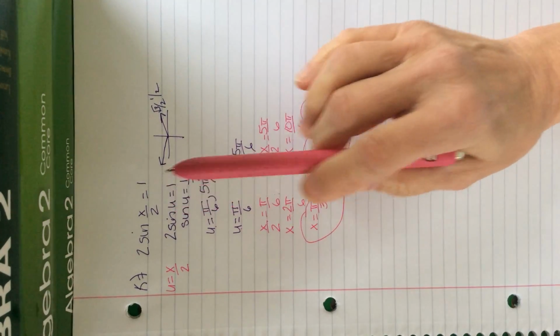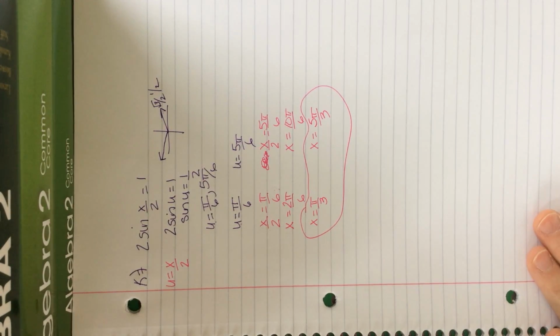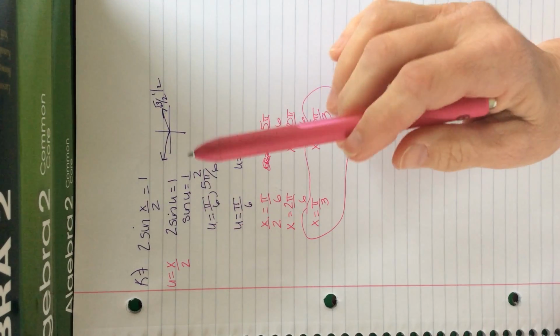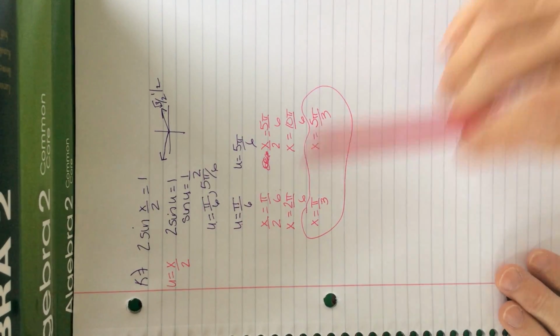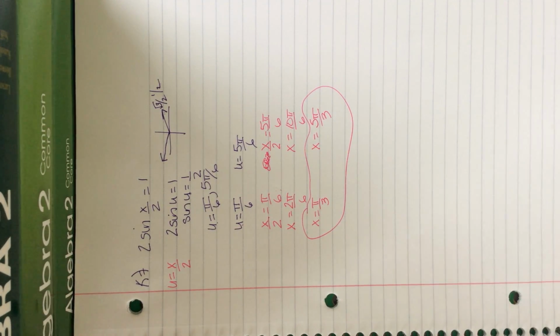So this is a scenario where we had this x over 2 business, and rewriting x over 2 in terms of something else to begin with made solving this equation a little easier, at least I hope. So that's the last of the examples that I want to go through.